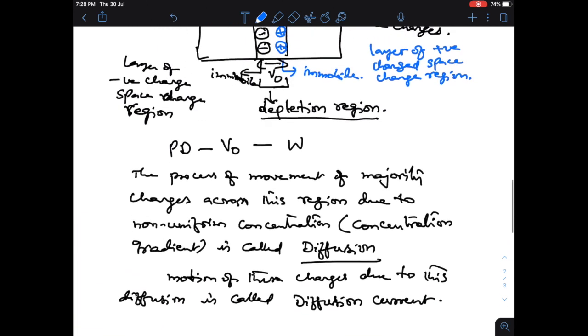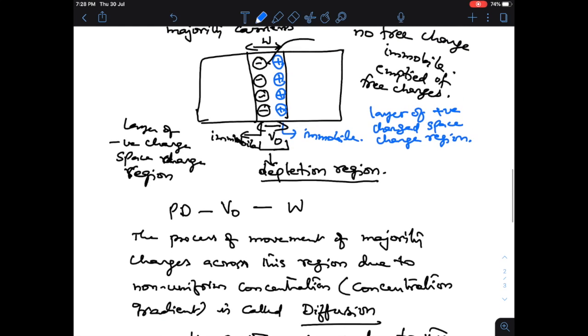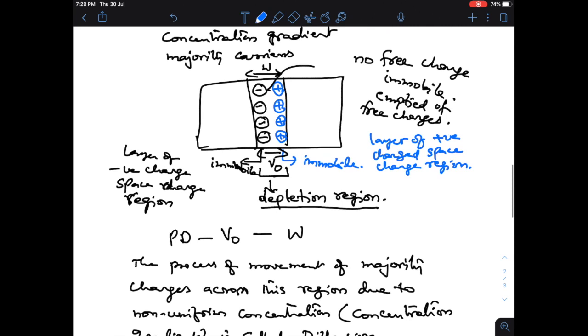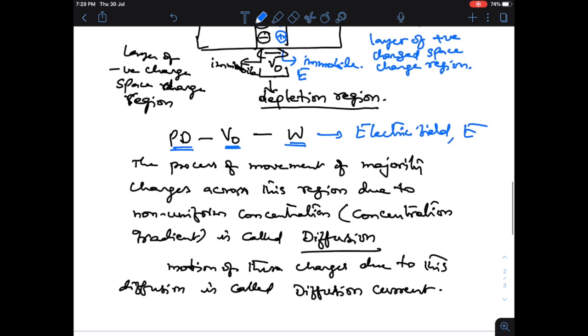Now, because this depletion region is formed, usually this diffusion is large. But once this is formed, what will happen? There will be a potential difference, V naught, and a width of this depletion region, and because of this potential difference, there will be an electric field developed between these two, which I will write as E.